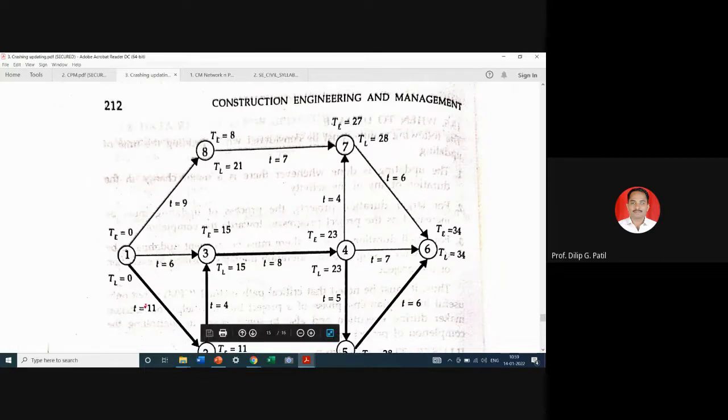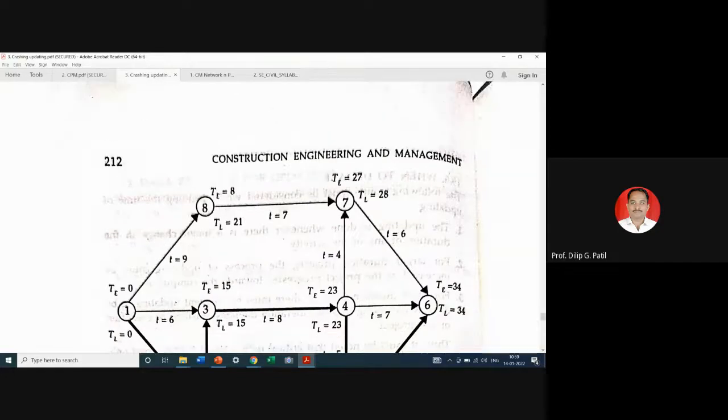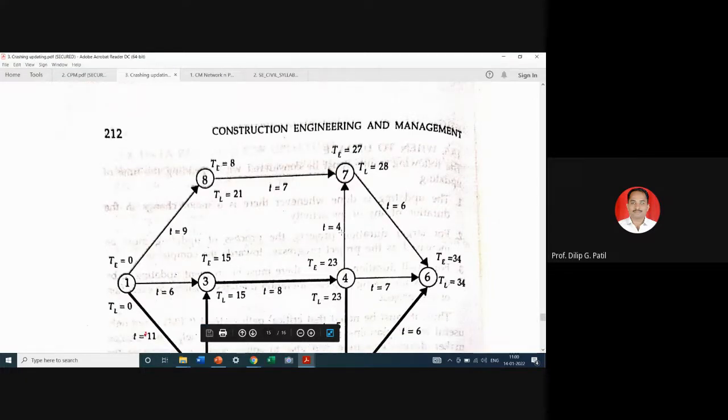Here, for activity 1, what is the duration? Suppose it is 9, then it should be 9. 9 plus 7, 16 should be there. But with this path, it will be 23 plus 4, 27. So this minimum value is not considered. And instead of 8, here will be 9. And accordingly, 27 plus 6, 33, but it is smaller than 34, so it will be 34.